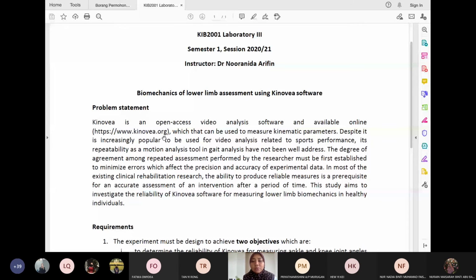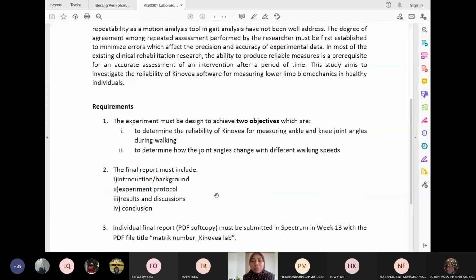So what I want you to do for this experiment is to achieve these two objectives. The main purpose of this experiment is to investigate the reliability of Kinovia software for measuring lower limb biomechanics in healthy individuals. To achieve this aim, you need to show these two objectives. The first is to determine the reliability of Kinovia for measuring ankle and knee joint angles during walking.